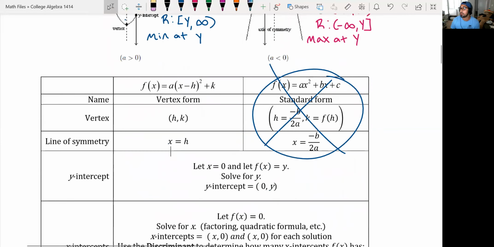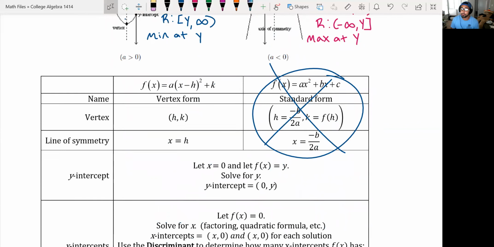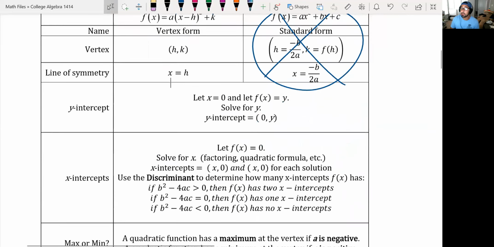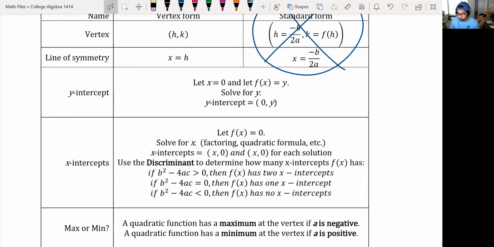And then there's some things that we know already. To find a y-intercept, you let x equal 0 and you solve for y. To find an x-intercept, we know how to do that as well. You let y equal 0 and you solve for x. And you do that by factoring, completing the square, and the last thing we would want to use is the quadratic formula. And you'll get your x-intercepts.